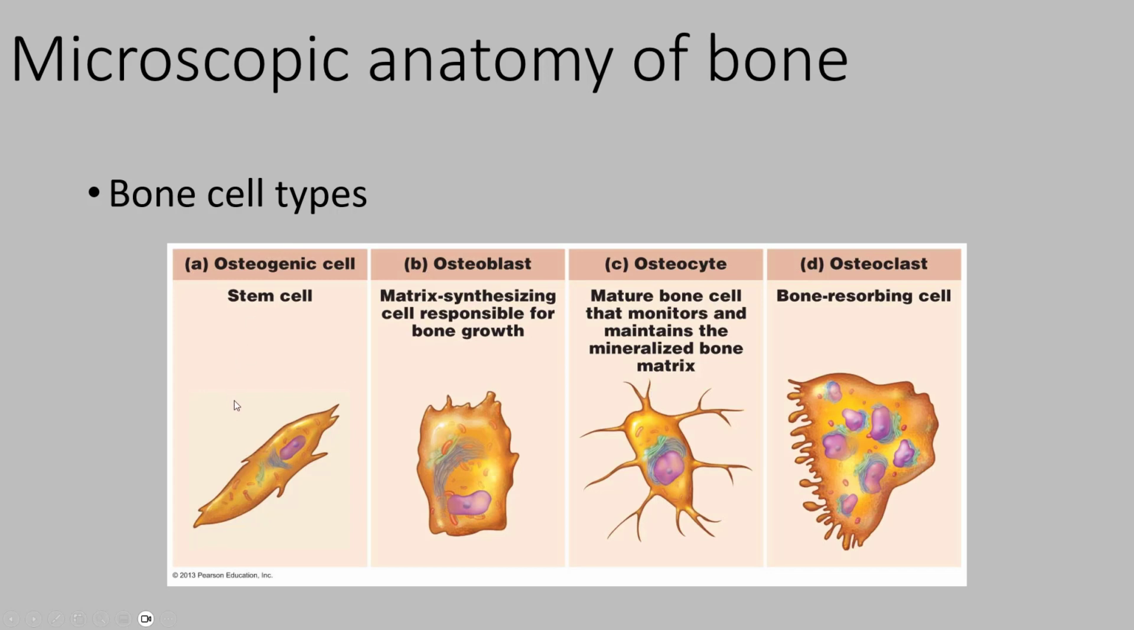So osteogenic stem cells divide. One cell stays an osteogenic stem cell. The other cell becomes either an osteoblast or an osteoclast. If it becomes an osteoblast, it's building bone, building bone, building bone until it becomes trapped, at which point it converts and becomes an osteocyte. Those are the different types of bone cells that we find.